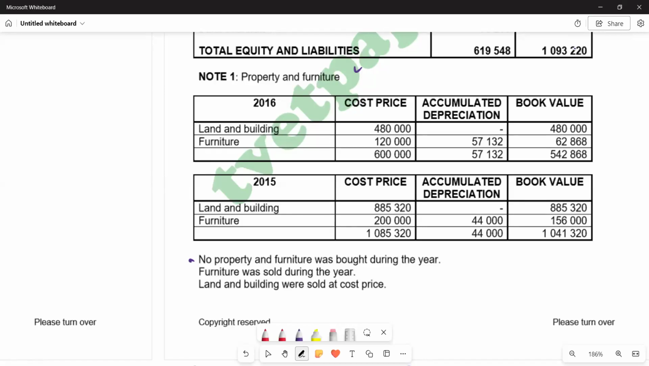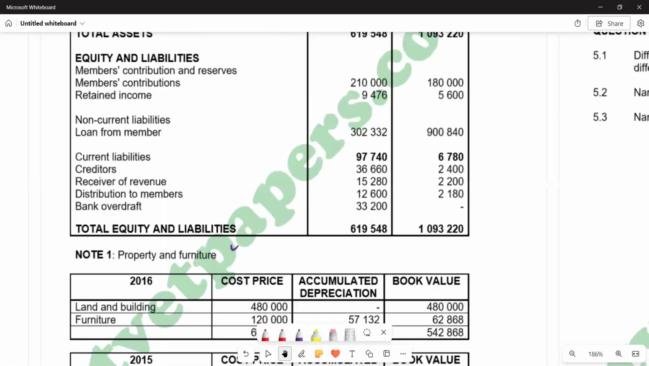So there are key points that we have to take note of. The first point says no property and furniture was bought during the year, so we have no non-current asset that was purchased. And on the last point, land and buildings were sold at cost price. So we are just going to calculate the differences in terms of the cost price, and we will see the amount that we sold the land and buildings for. Basically that's what we have, and we'll see what we have on the next page.